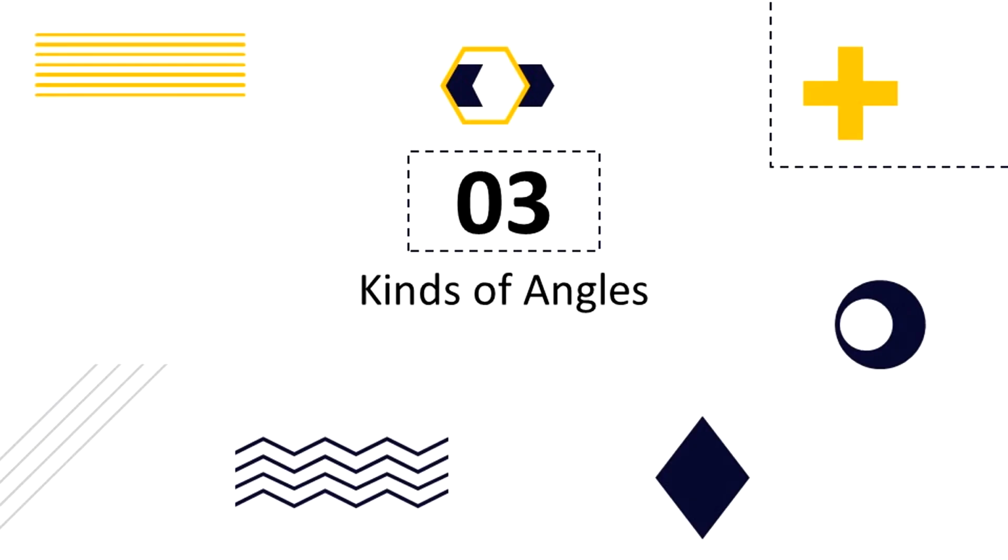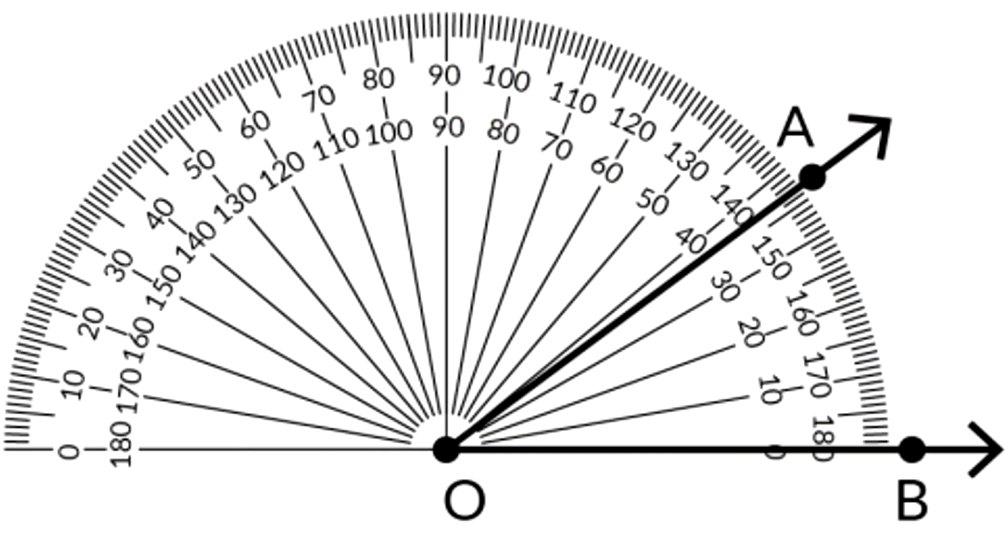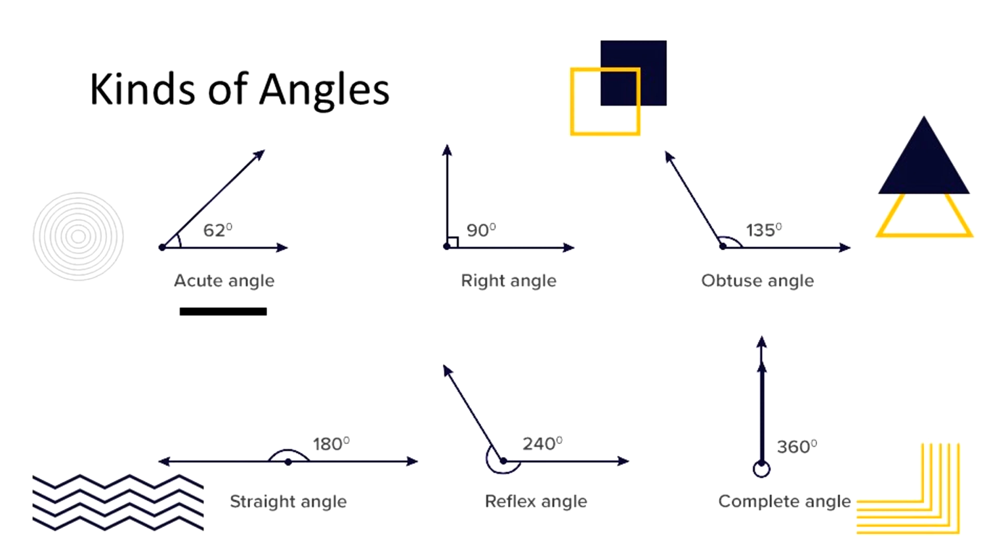Now, going back, what are the kinds of angles? Generally, we have 6 kinds of angles, depending on how bent the angle is. To measure how bent it is, we use a protractor, which is a device that measures the degree of an angle. The kinds of angles are called acute, right, obtuse, straight, full, and reflex. The names depend on how much bend an angle has.